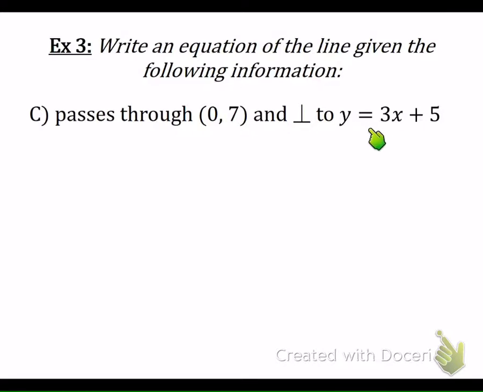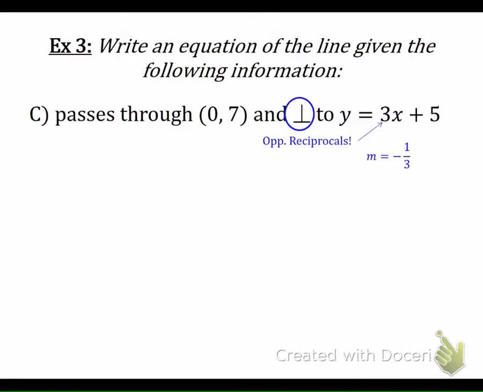If it was parallel, you'd be right. Except you wouldn't put plus 5, you put plus b, and you'd find the new b. But these are perpendicular, so I can't use 3 as my slope. What do I have to use? Perpendicular slopes are what? You got to flip it, you got to change the sign. Opposite reciprocals. So negative 1/3 is my new m.